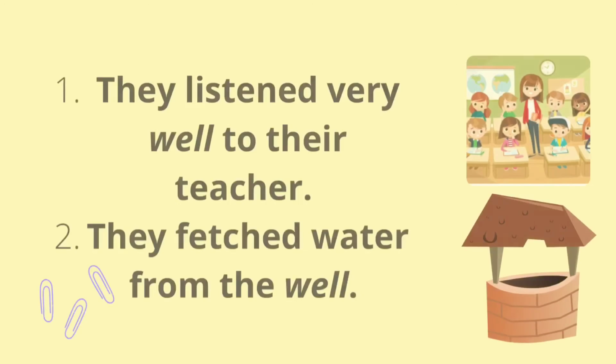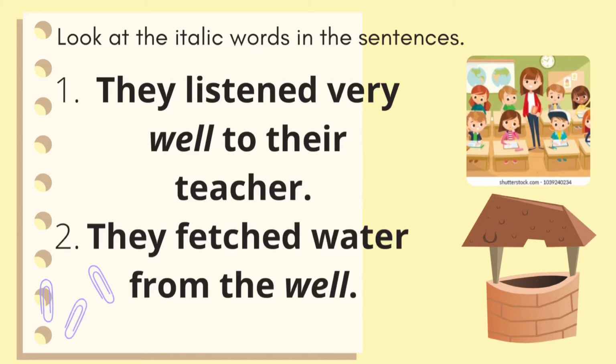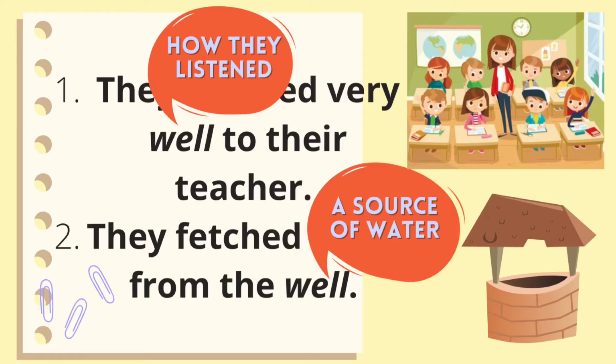This time, let's use them in sentences. Look at the italic words in the sentence. Number 1, they listen very well to their teacher. Number 2, they fetch water from the well. The first well tells us how the children and the teacher listened, while the second one tells us the well, which is a place that we can get some water. Meaning, well and well are homographs because they have the same spelling but have different meaning.